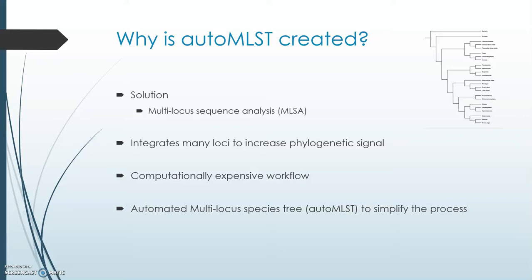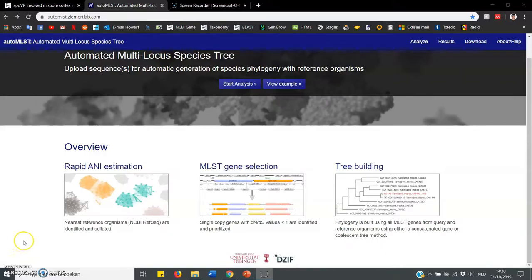And now we're going to have a look at the tool. So now that we are at the tool, we can have a quick overview of the tool. So first we see a rapid ANI estimation, or average nucleotide identity. Easily explained, this is a measure of nucleotide level genomic similarity between the coding regions of two genomes.